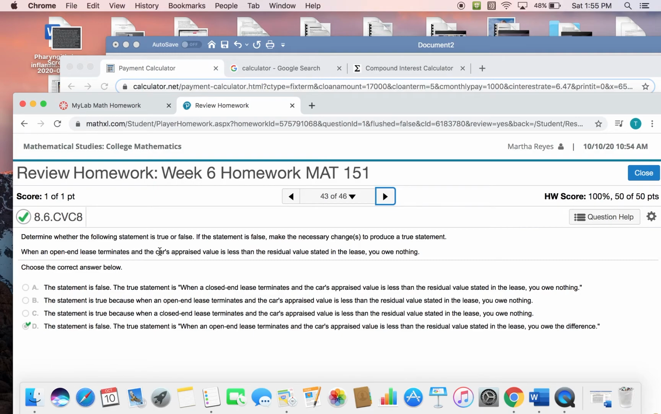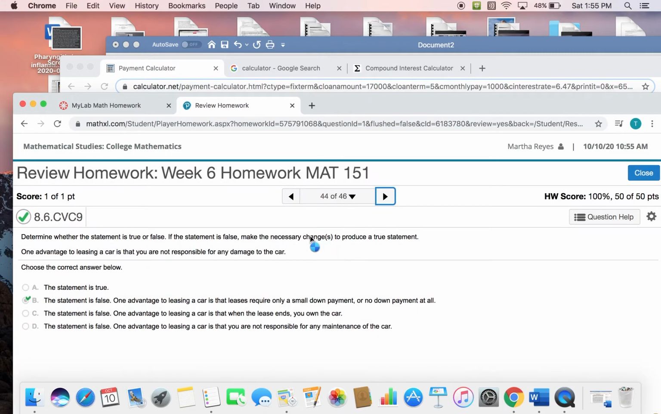Okay, when an open lease terminates and the car's appraised value is less than the residual value stated in the lease, you owe nothing. It's pretty much the same exact thing as the previous problem. Right? You owe the difference if it's appraised at less. So this is identical to the previous problem.